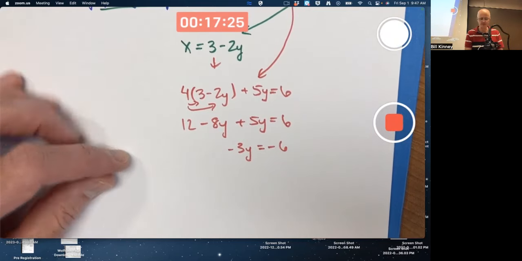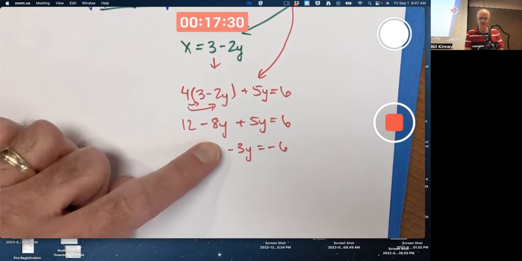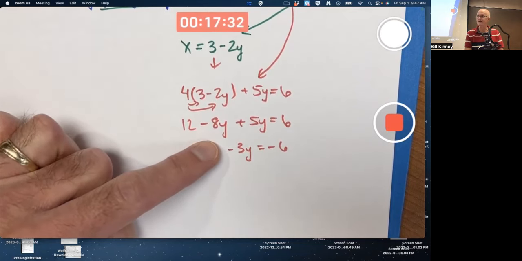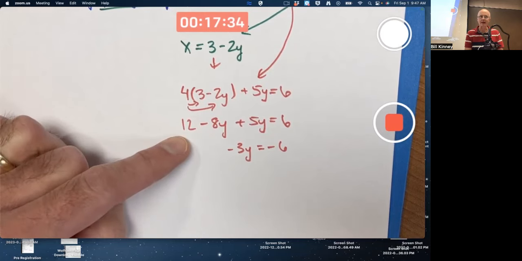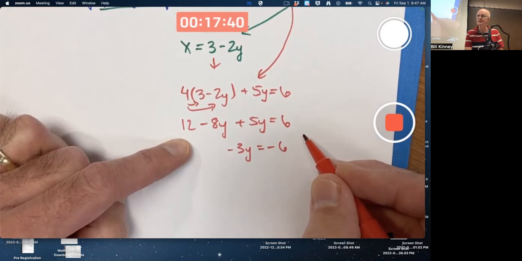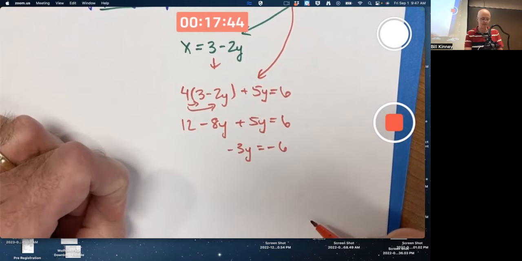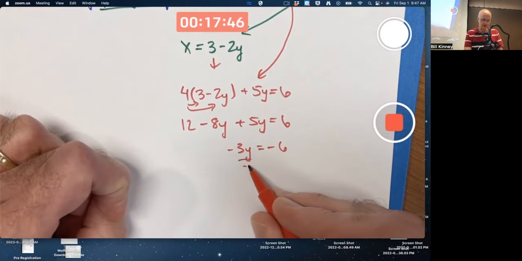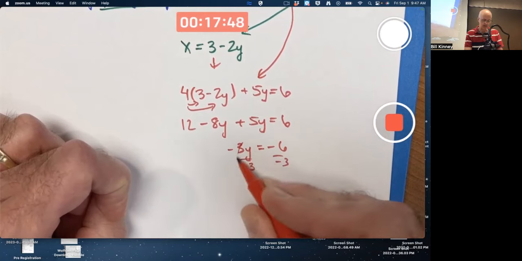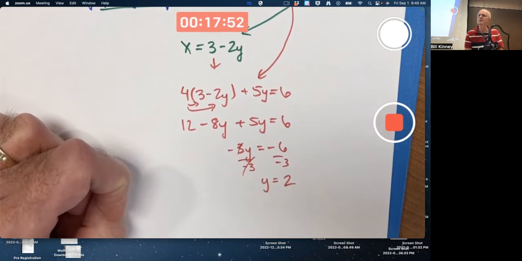To get that, I did a couple steps in my head there, right? Negative 8 plus 5y is negative 3y. I also subtracted 12 from both sides to make sure I do the same thing on both sides. 12 minus 12 is 0. 6 minus 12 is negative 6. Divide both sides by negative 3. The negative 3's divide out. You end up with y equaling 2. You're not done. You also want to find x.